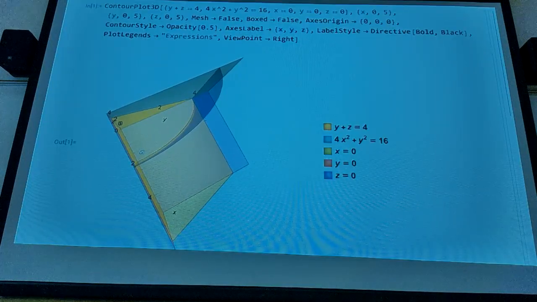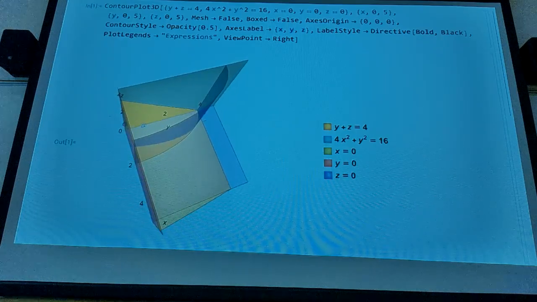So there's the wedge. The top is given by the plane, the side of the wedge is given by the cylinder, and then you have the back, the side, and the bottom. So that is a closed surface.